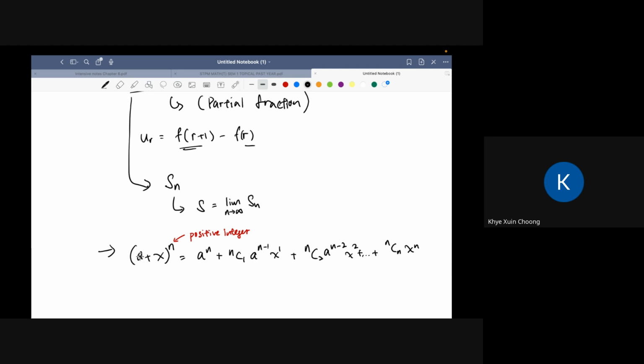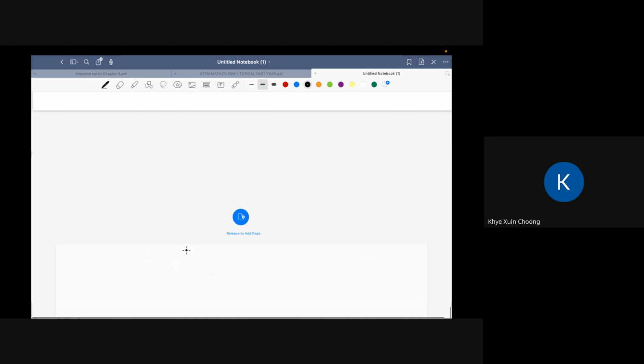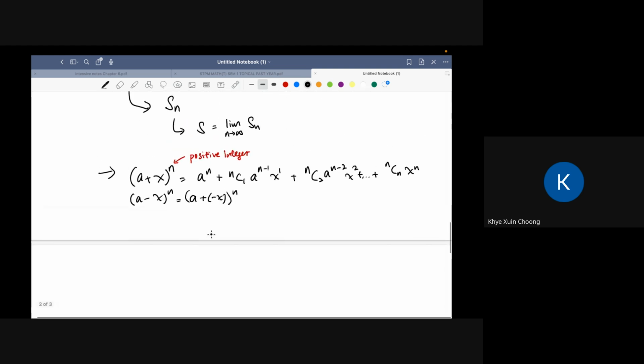It only needs to be two terms added together, or actually minus also can. If you have minus, then you just do something like this: (a - x)^n actually equals (a + (-x))^n. So you use -x to substitute the x over here, and you will still get the same thing.